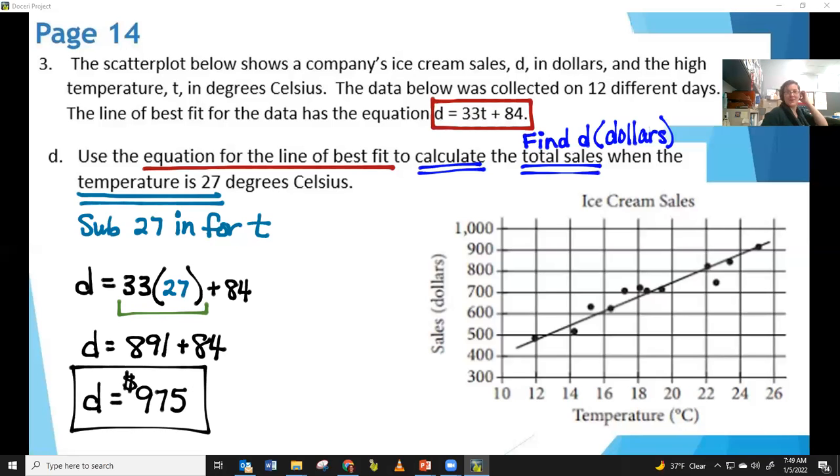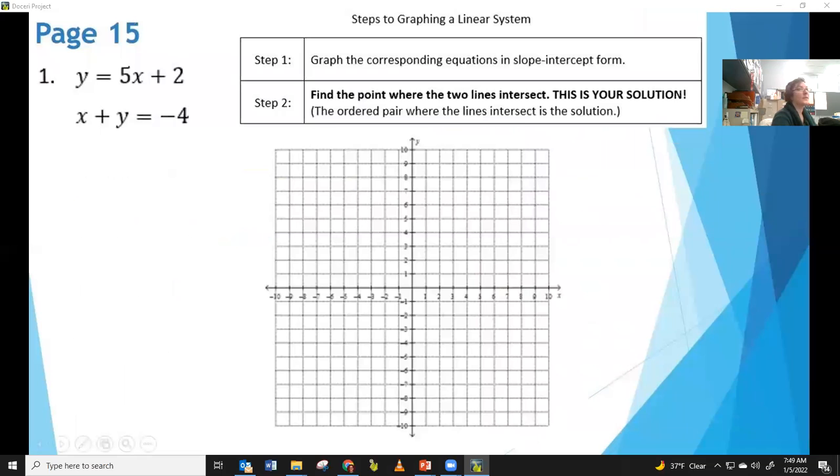Fantastic. Okay. I want to spend our last 10-ish minutes doing a little bit more practicing with graphing. We did graphing on the bell work yesterday. I'm going to give us some equations of lines, and you're going to practice graphing them. We're going to graph 2 lines on the same graph, and we're going to look for where they intersect. All right. So we're going to graph a linear system.